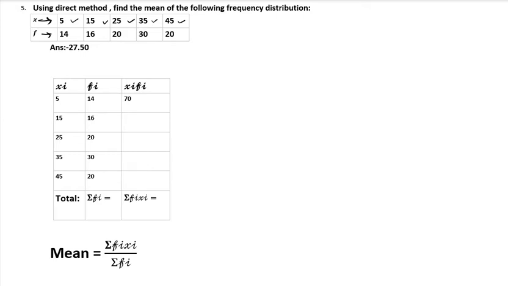The observation 5 occurs 14 times, so its frequency is 14. The observation 15 occurs 16 times, that's why its frequency is 16. And 20 is the frequency of 25, 30 is the frequency of 35, and 20 is the frequency of 45. Right? So that's how you understand this table. This is an ungrouped frequency distribution table.